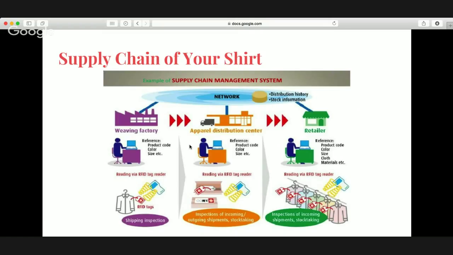Here is an example of the supply chain of your shirt. The more steps in hand something goes through, the more cost gets added on. This is known as markups per hands changed.